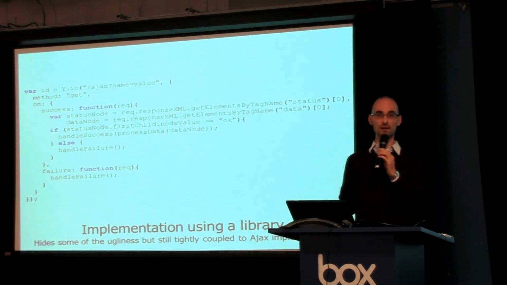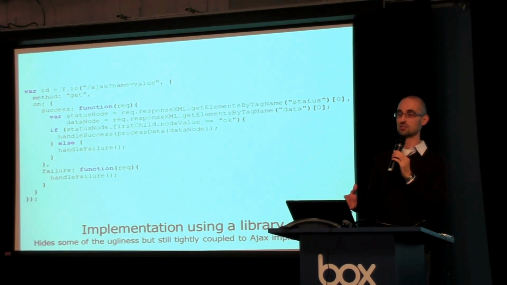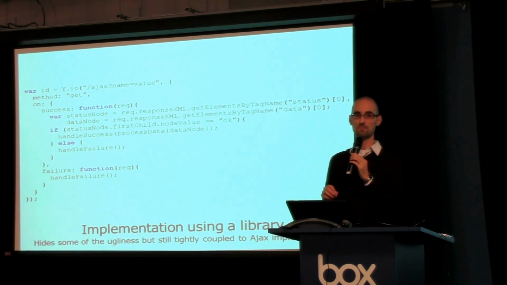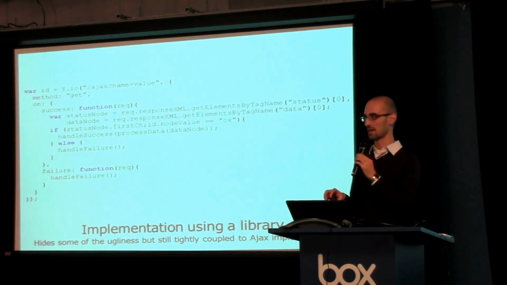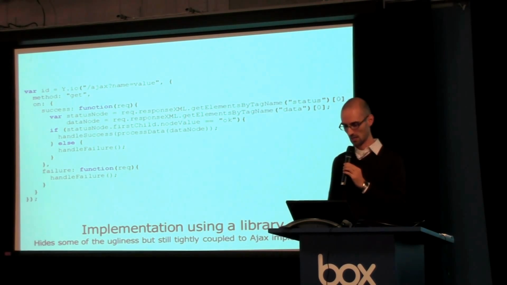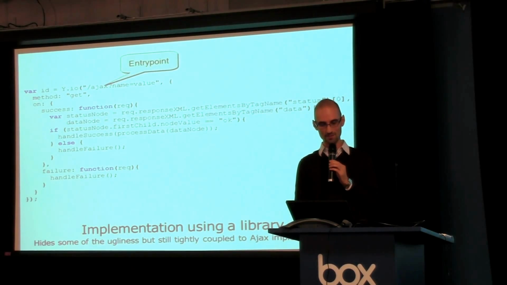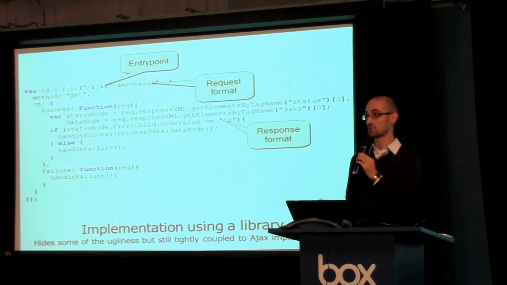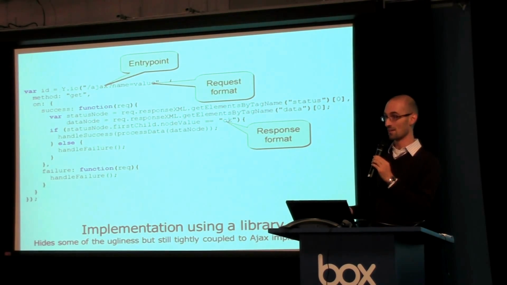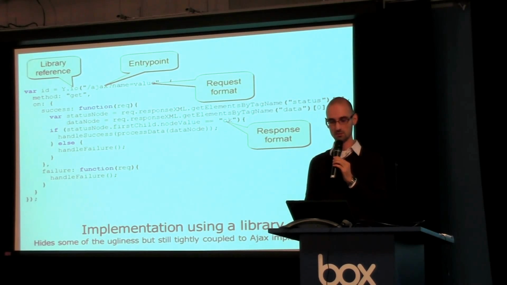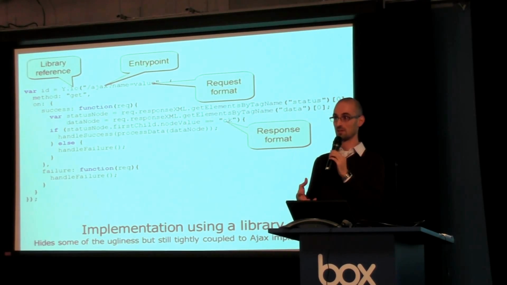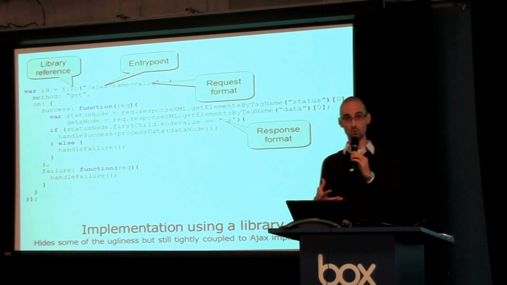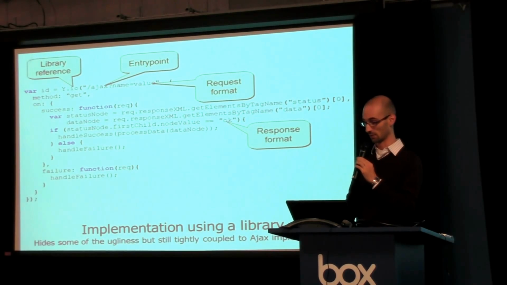If you're using a library, you might think that the situation is better, because it cleans up a lot of the sort of ugliness of XML HTTP requests. But if you look closely, you have the entry point, you have the request format, and you have the response format. You have those same 3 things that have to be in sync. And bonus, you also have a library reference. And so all of that together needs to work in order for your AJAX communication to work.